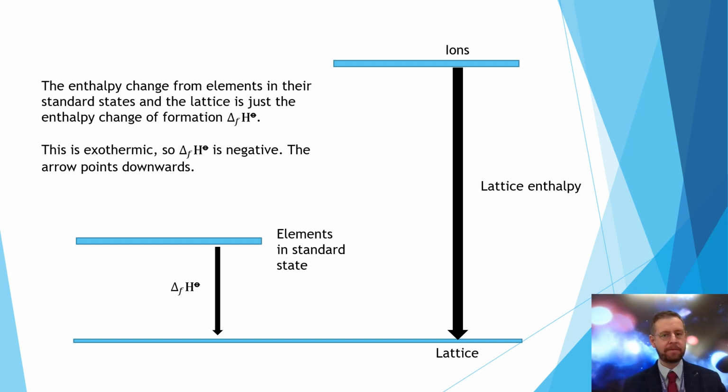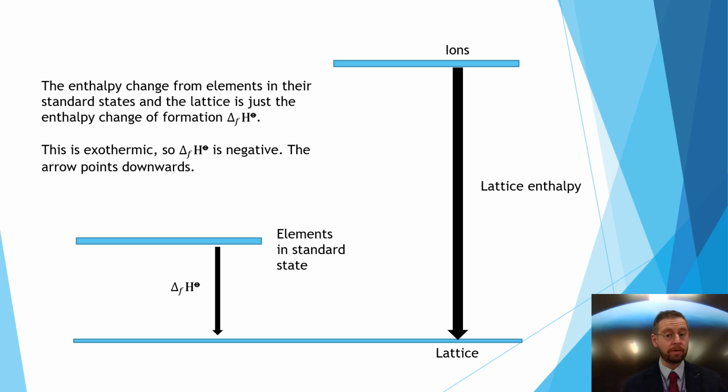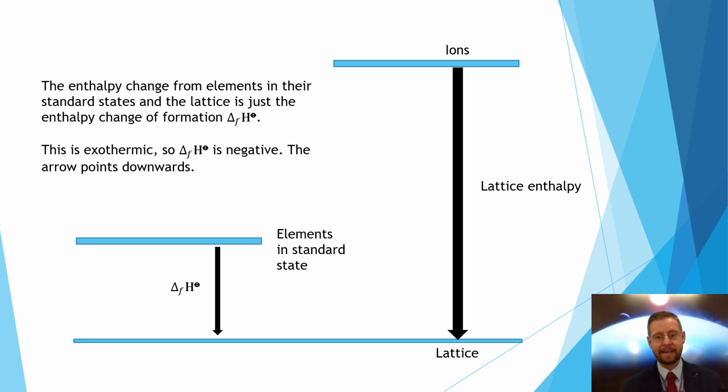From last year, you might remember that we defined the enthalpy change of formation, ΔfH, to be making a particular chemical from its elements in their standard state. And so we can actually draw onto this diagram this ΔfH as the difference in energy between the elements in their standard state and the energy of the lattice. So there we go, that black line represents the enthalpy change of formation.